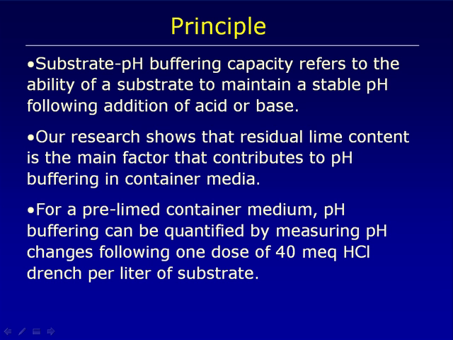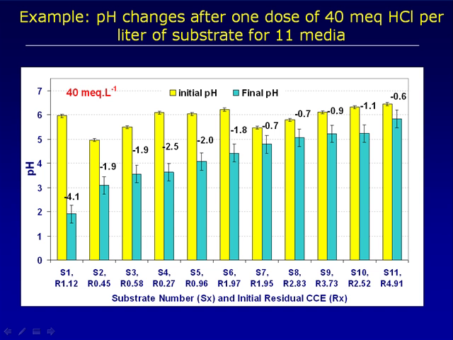This technique takes one dose of 40 milliequivalents of HCl per liter of substrate and measures the pH drop, and we then compare that pH drop against a survey of commercial growing media. Here's an example of one of our trials. S1 through S11 represent different growing media. The yellow bars are the original pH, and the blue bars are the pH after we've added 40 milliequivalents of HCl and waited for 7 days.